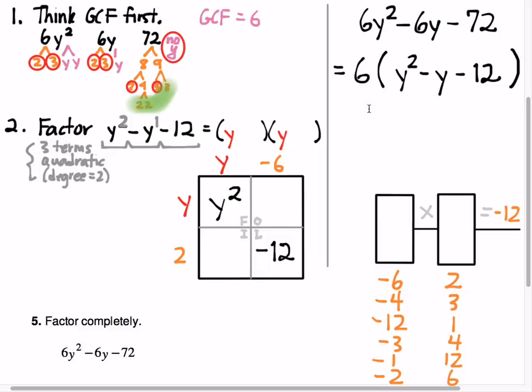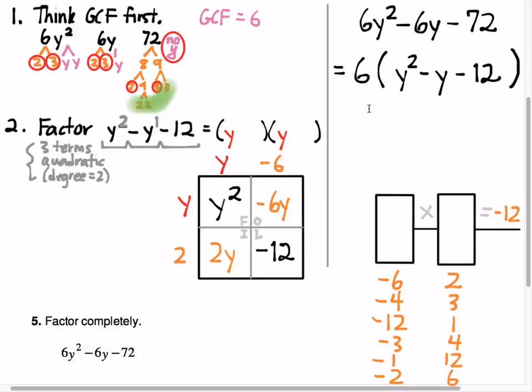Where's that going to come from in FOIL? Well, in FOIL, we're going to end up with two different terms, the outer product and the inner product, the O and the I in FOIL, which are going to be like terms to one another because each one of them is going to have one factor of y. Our outer product is going to be y times whatever the number is that's in our second line here. So in this example, it would be negative 6y. Our inner product would be y times the first of the two numbers, which in our example that we just wrote here would be 2y.